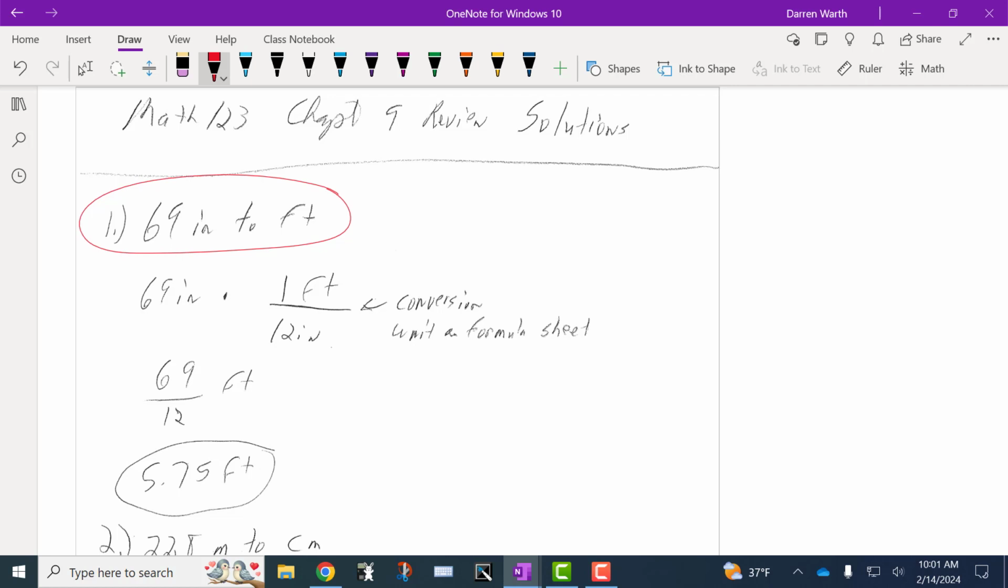So the very first thing you want to do is you want to just remember that whatever unit you want, you go ahead and put in your numerator. So we're looking to change this to feet. So I'm going to put feet in my numerator. And in my denominator, I'm going to put inches.